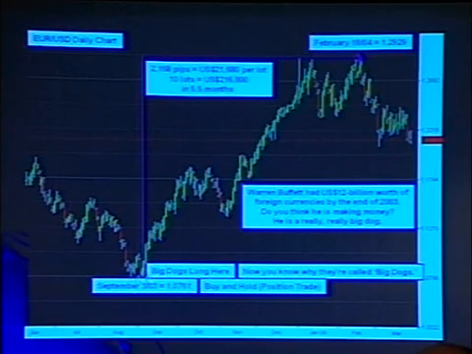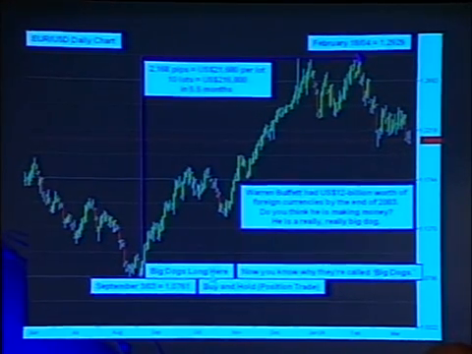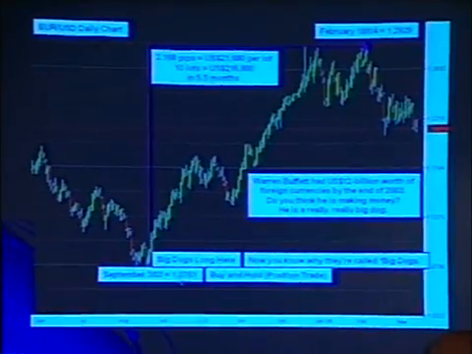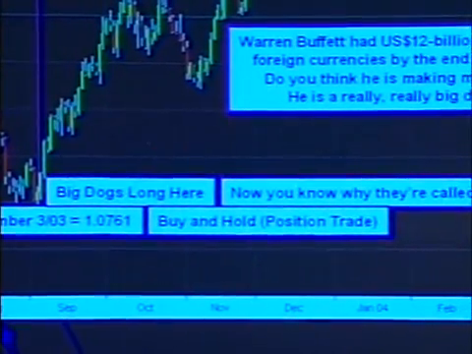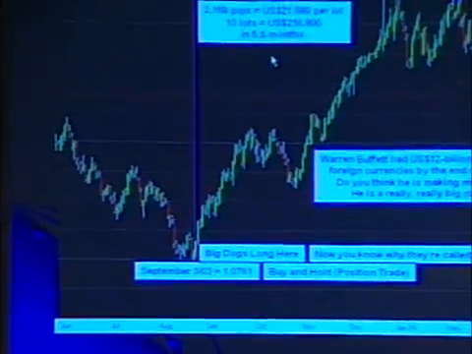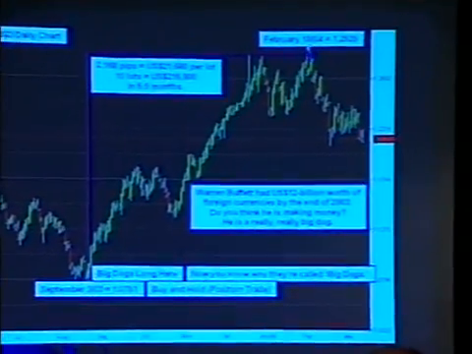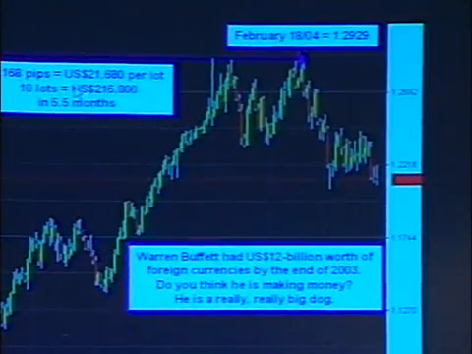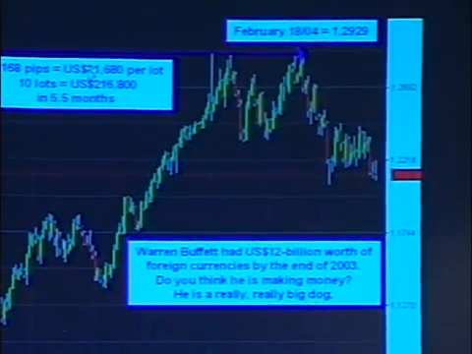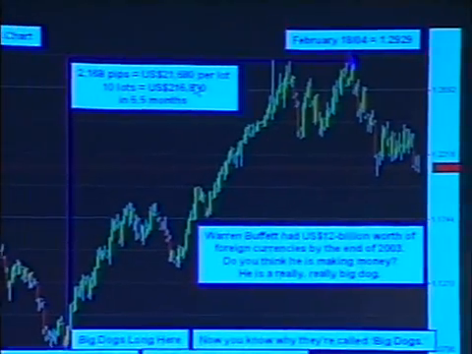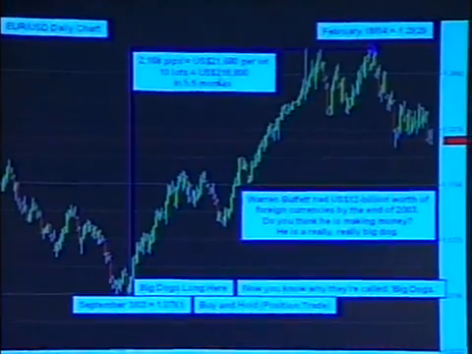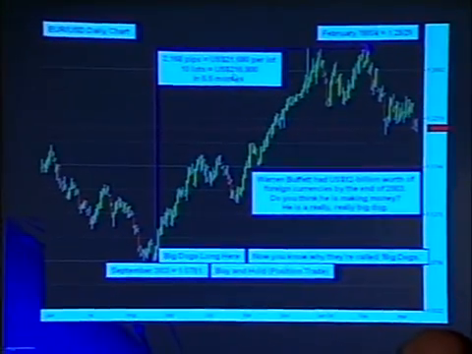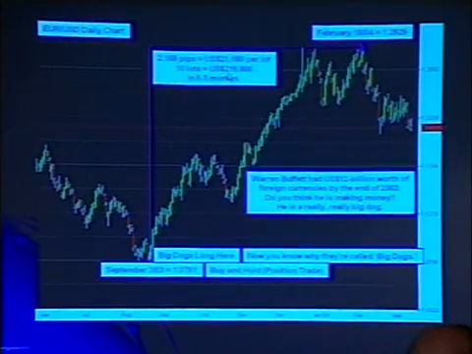The big dogs were long in the futures world right here. That's why they're called big dogs. We're at 1.0761, September 3rd. This was a buy and hold position trade. That run from there, September 3, all the way up to here, February 18th of 2004, up to 1.2929, resulted in a gain of 2,168 pips, or $21,680 per lot. I was wrong. I said 26,000, I think. If you'd bought 10 lots down here on September 3rd and held on, you would have made $216,800. Could you have handled that? You couldn't handle that? Murthy can't handle that.